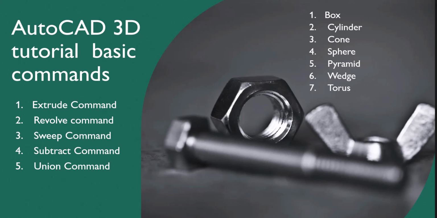So in today's tutorial, we will use these commands: extrude, revolve, sweep, subtract, and union. Along with this, we will try to model these seven shapes: box, cylinder, cone, sphere, pyramid, wedge, and torus. So this will give you basic information on how we can create these things in AutoCAD 3D.